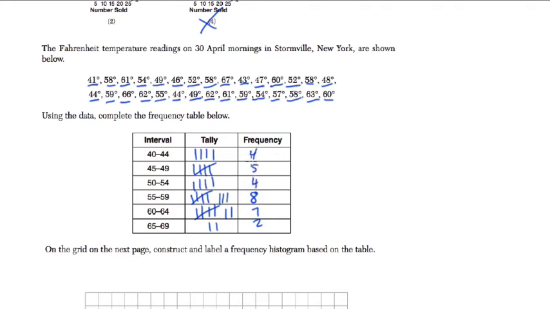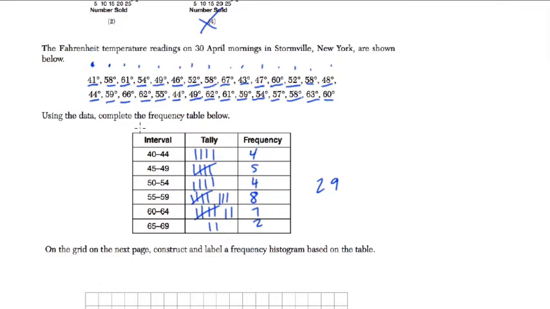So how many in total? We have 9 plus 4 is 13, 21 plus 7 is 28, 29, but I believe we have 30 here. Let's count. 2, 4, 6, 8, 10, 12, 14, 16, 18, 20, 22, 24, 26, 28, 30. I think my mistake's here, 55 through 59, so I'll check that one.